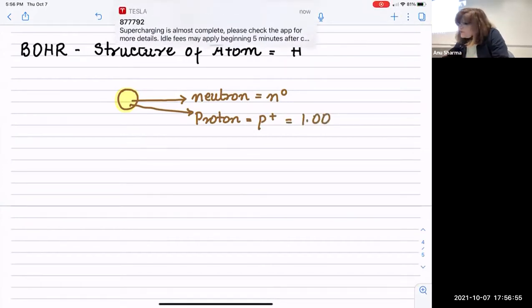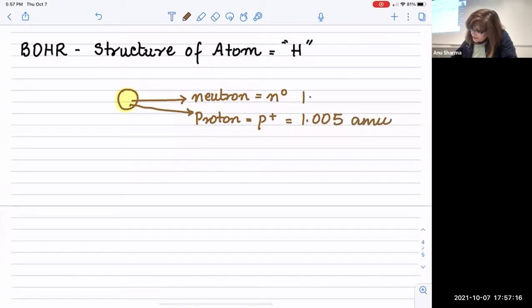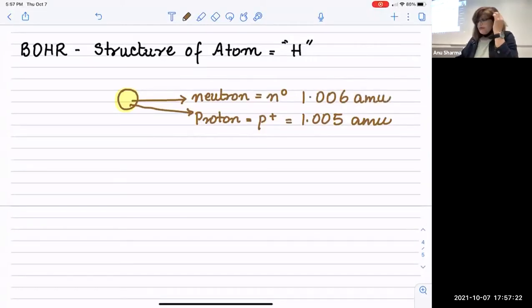I think it's 5, or I don't remember now, 1 point... Let's see. 1.00, I think it is 5 AMU. I'm going to just put it here, 5 AMU. And the other one is 1.006 AMU. So a little bit heavier. And these neutrons basically act as a buffer, because remember, protons and protons are going to repel because they're positively charged. So neutrons help with that buffer.